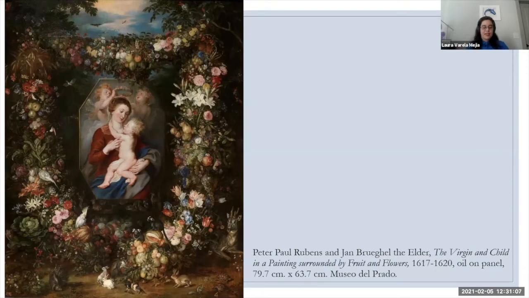And such is the case of this painting by Rubens and Bruegel that you can currently see on your screens. In this image, Bruegel is providing this sumptuous garland of flowers and fruits, as well as the little animals at the bottom. And he's positioning it within this illusionistic landscape that you can see, especially at the very top, you can see how it's going towards the horizon and almost pulling us in.